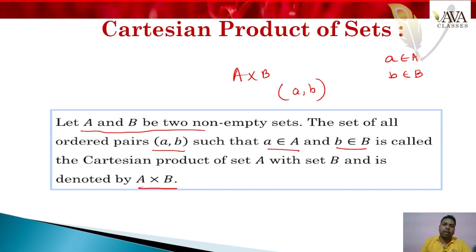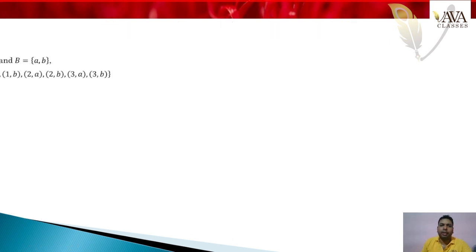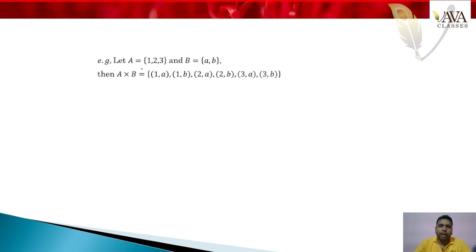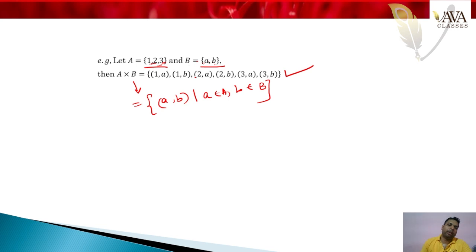This is called Cartesian product of sets. For example, let A equal to {1, 2, 3}, B equal to {a, b}. Then A into B, according to the definition, is the set of all ordered pairs (a, b) such that a belongs to A and b belongs to B. Then it will be (1,a), (1,b), (2,a), (2,b), (3,a), (3,b). These are all the possible ordered pairs of A into B.